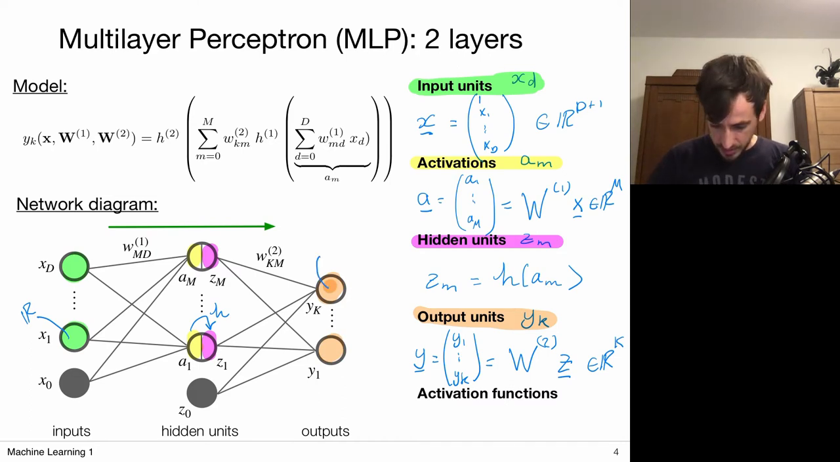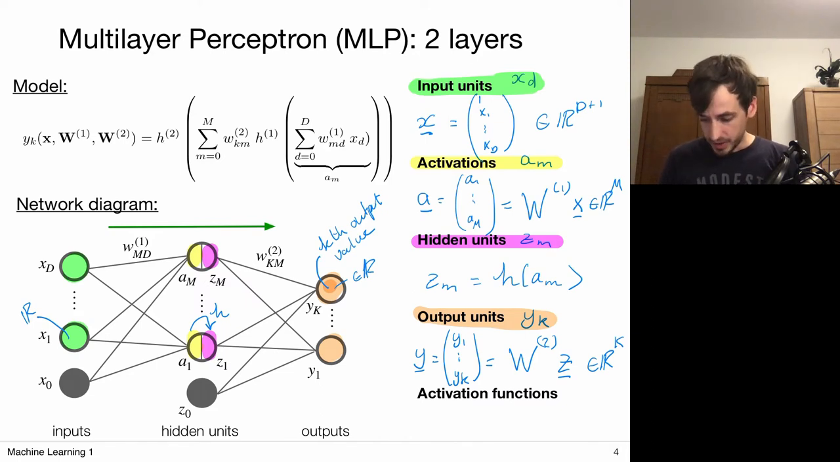So this would be my kth output value. It's just a number, it's just a real number. So this is just a reminder, at each node we should think that we place some real value, right? And we call each of these values units. So we have an input unit x, we have a hidden unit z_m, and we have an output unit y_k.